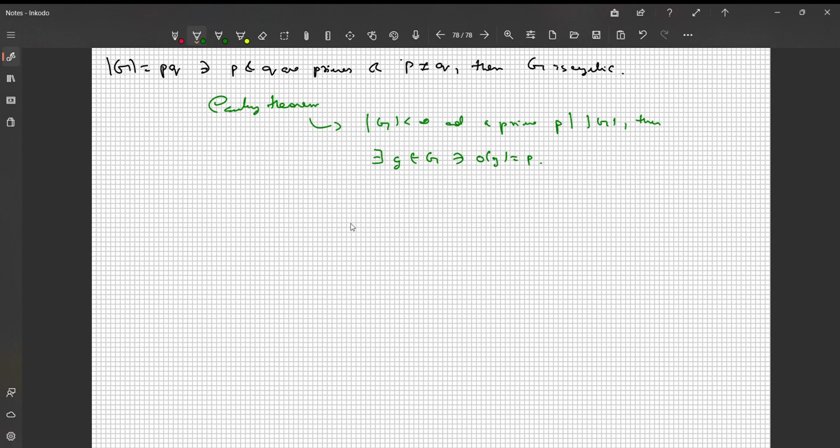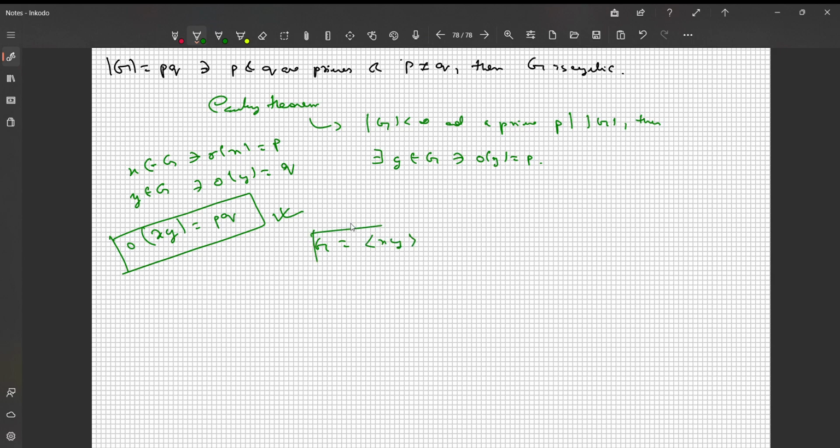So if the order of G is PQ, then you can choose an element X from G such that the order of X is small p. You can also choose an element Y from G such that the order of Y is Q. Then check what is the order of XY. Try to prove that the order of XY is PQ. If you prove this, then you can say that G is generated by XY, because the order of XY is PQ and the order of G is also PQ, and then you will have your proof.